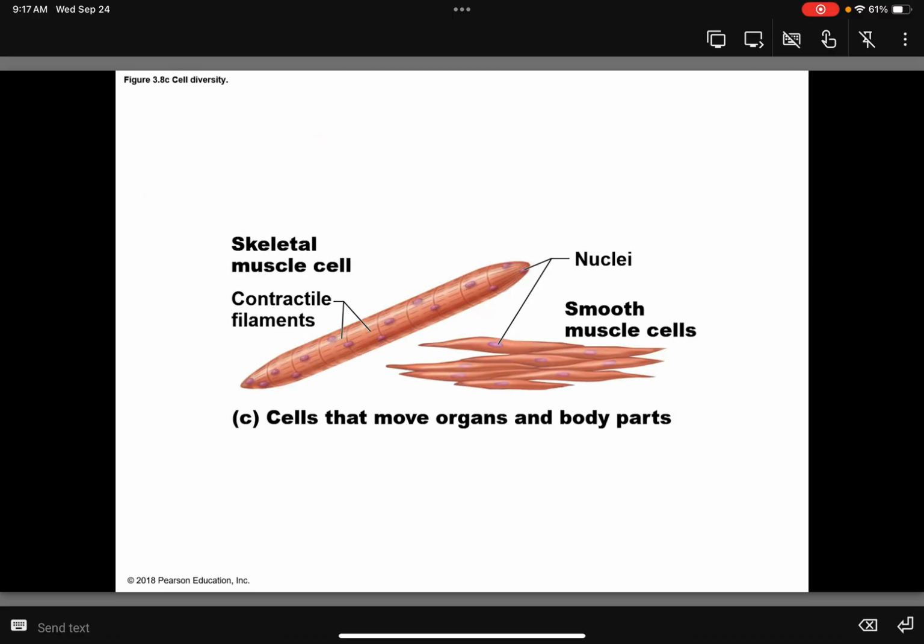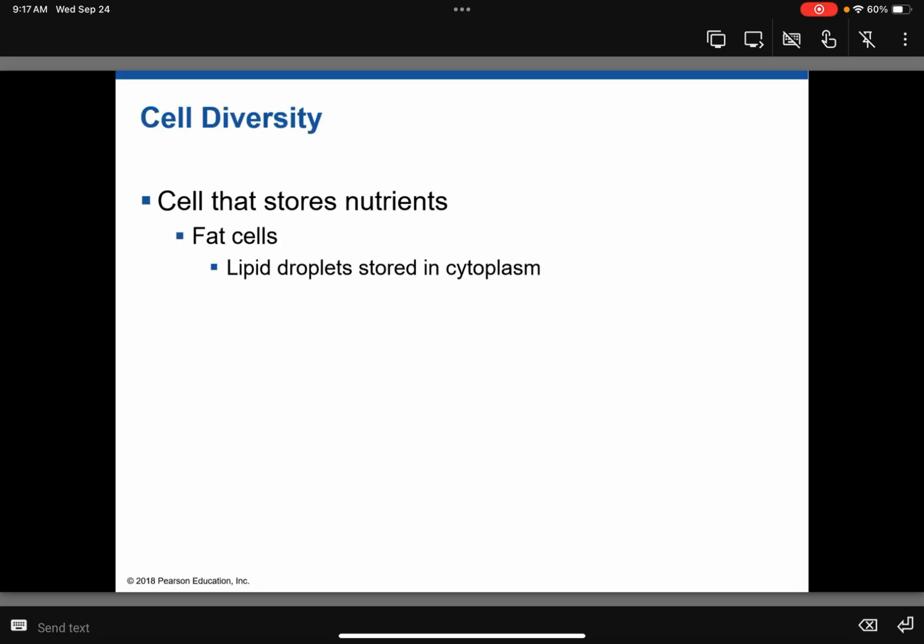So here are two illustrations of muscle, skeletal muscle versus smooth muscle. And when we look at these under the microscope, you will see a pretty significant difference in their appearance, even though they are both contracting and shortening and causing movement of some sort. But we will see that difference when we take a better look at them.